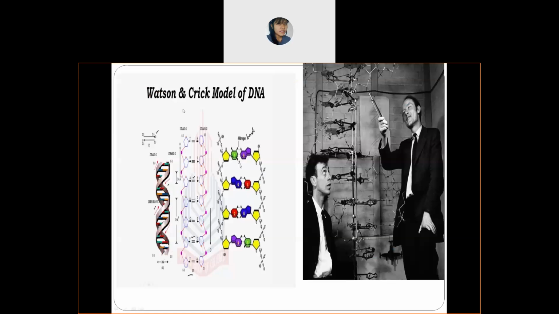Okay, this model of DNA, it was discovered by Watson and Crick. Found out by Watson and Crick. They might ask you also in the exam, Watson and Crick. Okay, and this model of DNA was found out by Watson and Crick.